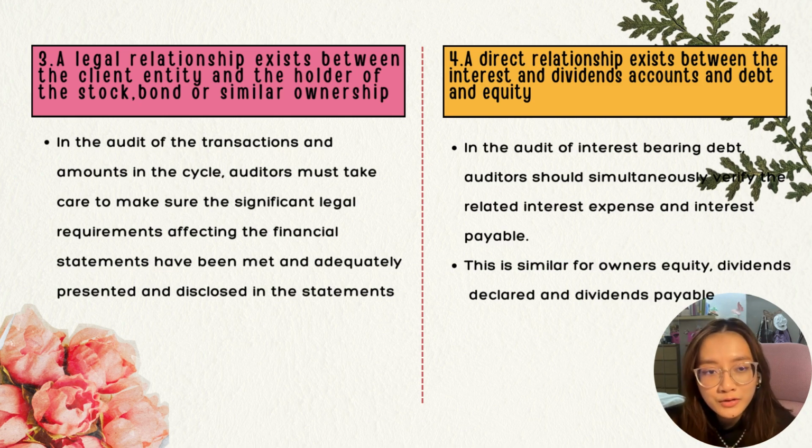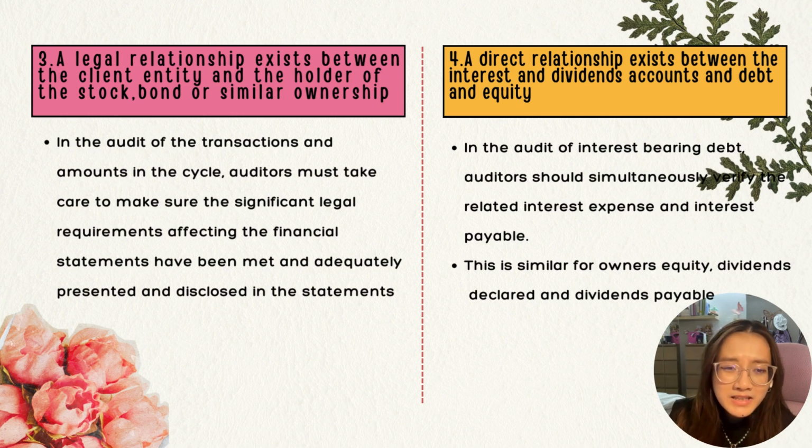In summary, this statement explains that auditors need to recognize and verify the direct relationship between certain accounts to ensure accuracy. When auditing interest-bearing debt, auditors should check both the interest expense and the interest payable together. Similarly, when auditing owner's equity, they should verify both the dividends declared and dividends payable together. This approach helps in detecting discrepancies and ensuring that the financial statements accurately reflect the company's obligation and equity distribution.